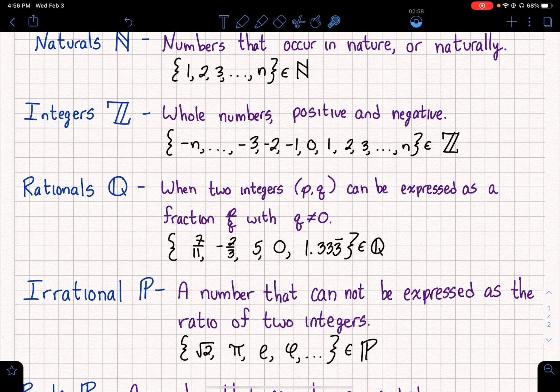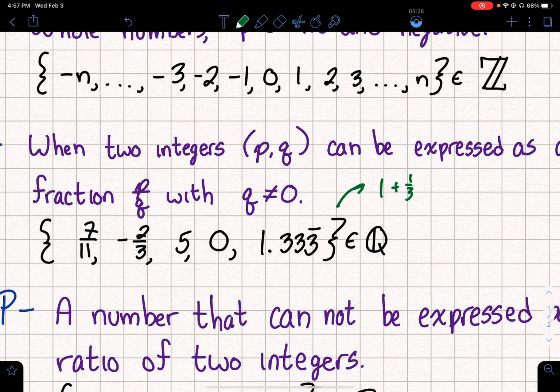7 over 11, two integers dividing each other. Negative 2/3, two integers dividing each other. 5, well, now this is not a fraction. This 5 can actually be expressed as a fraction. We can call it 5 over 1, which now it is a fraction. 0, we can call this 0 over any number. We can express this as a fraction. 1.33 repeated. Now, this doesn't look like a fraction, but we can express this as a fraction. This number is nothing more than 1 plus 1/3, or 4/3, which now, voila, we have this as a fraction.